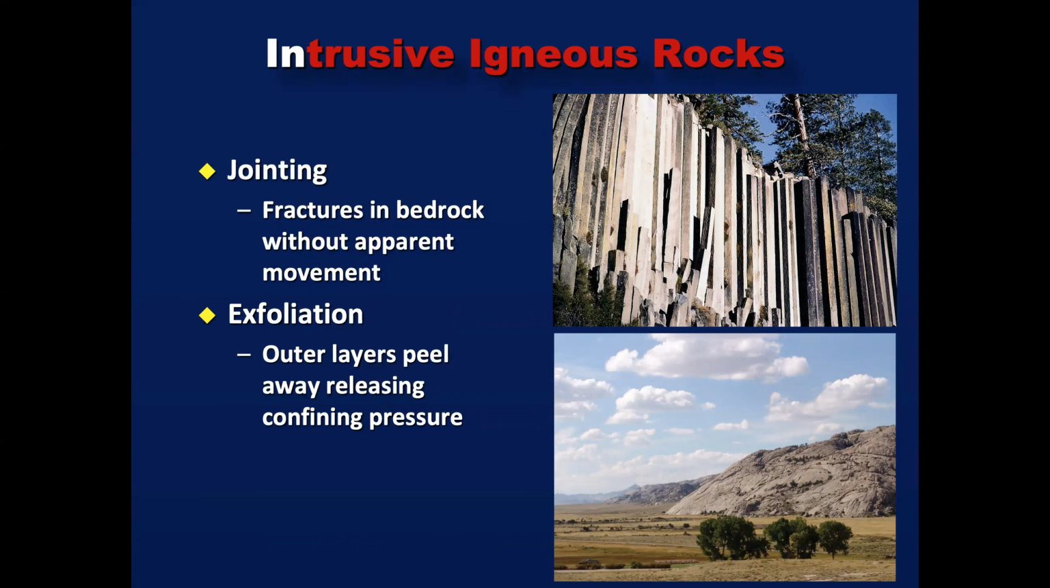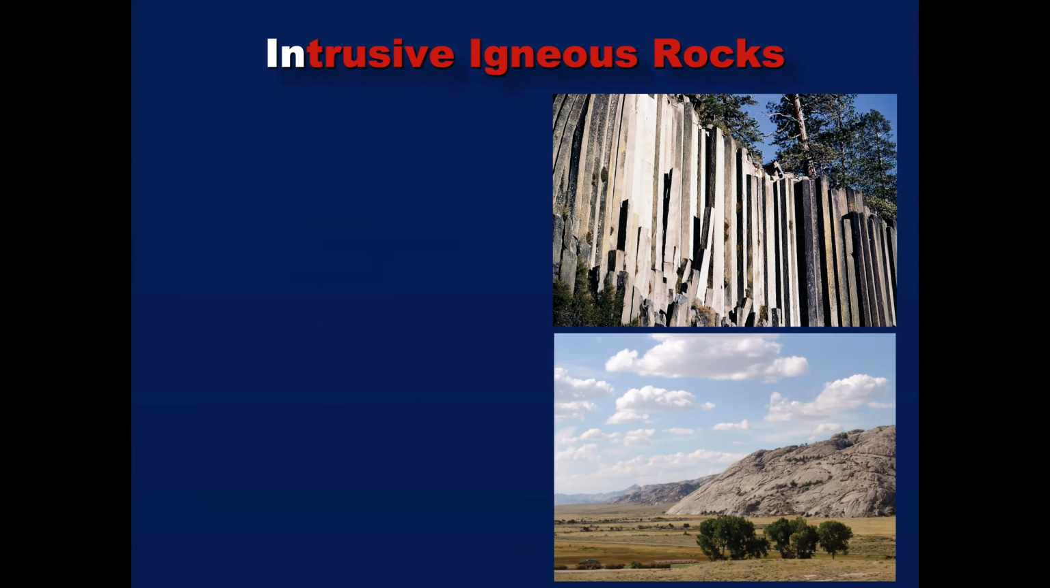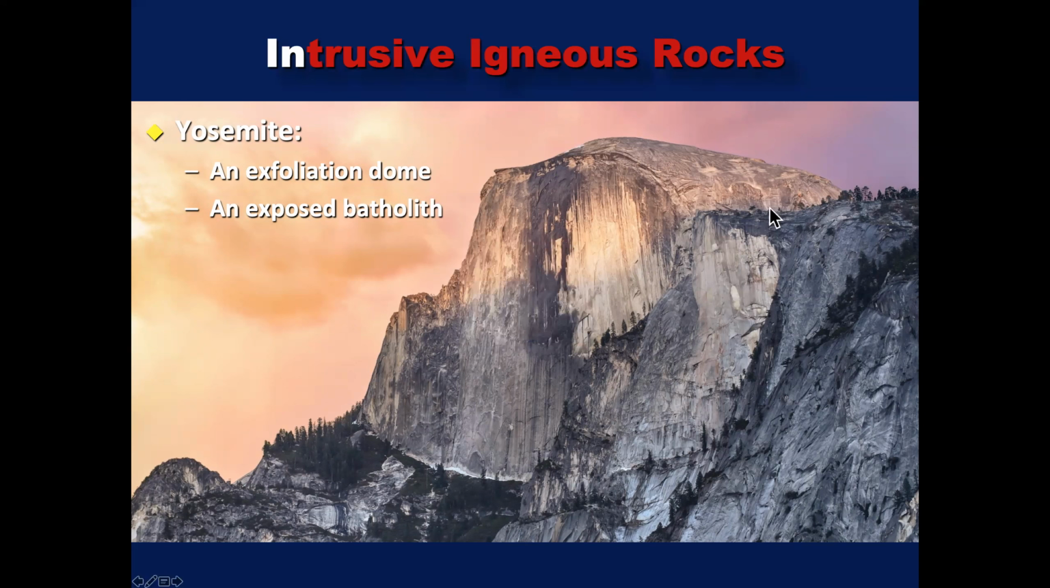The idea of exfoliation is the fact that the outer layers will peel away from the rest of the material when the confining pressure is released. And if you go back to this image here, you can see the different layers, almost like little peels, like an onion. You can sort of peel them away.